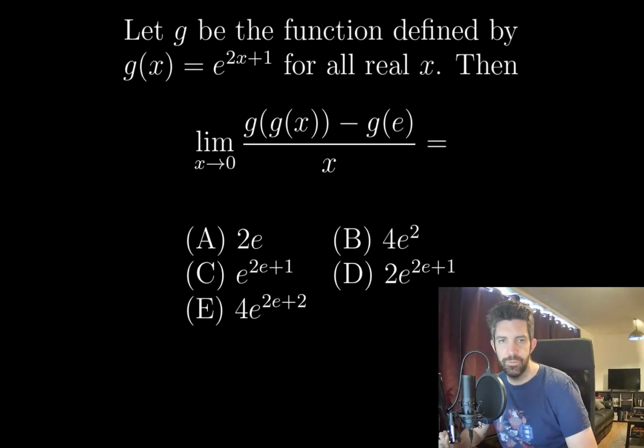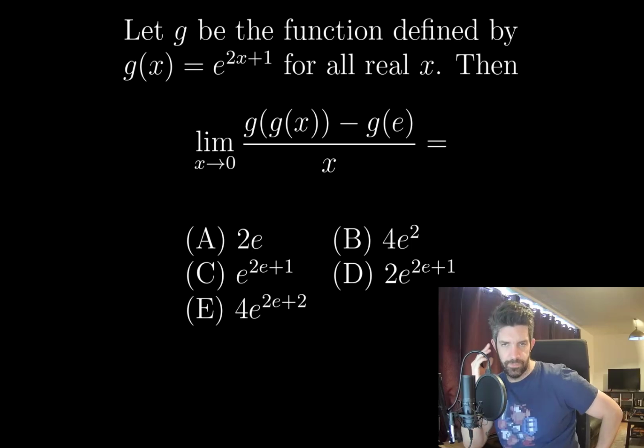Let g be the function defined by g of x is equal to e to the 2x plus 1 for all real x. Then the limit as x approaches 0 of (g of x minus g of e) divided by x is equal to one of these options. Okay, so my first instinct here is that this looks a lot like the definition of a derivative, the expression we have here.